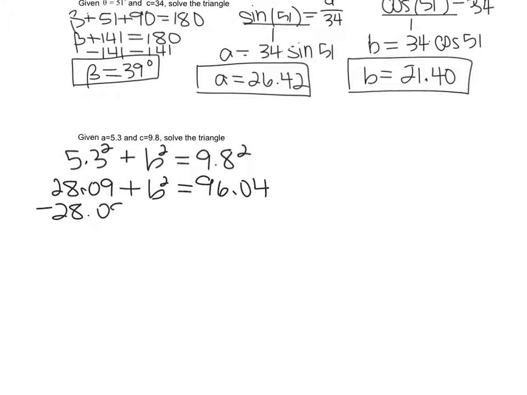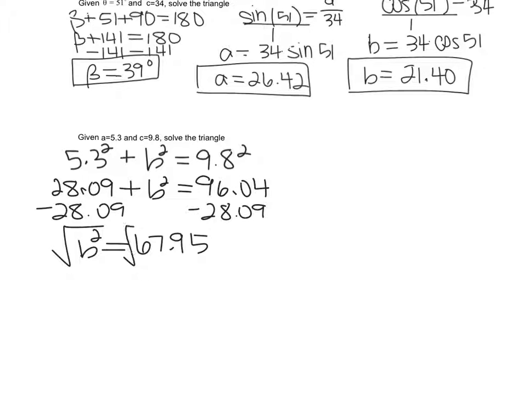Subtract 28.09 from both sides, and we get that B squared equals 67.95. Now to solve for B, we're going to take the square root of both sides. And because we have only rounded 1 decimal place for A and C, I'm going to do the same thing for B. So to 1 decimal place, B is 8.2.